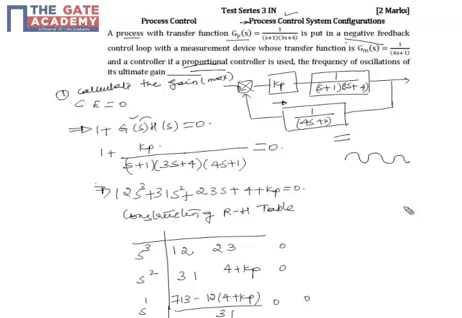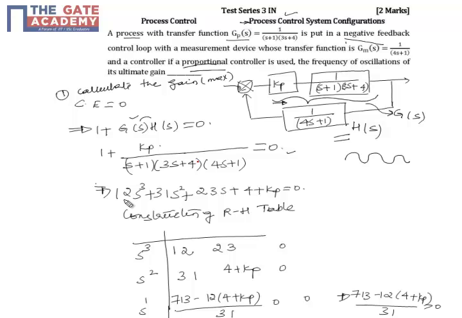So here I can draw it. This is my H of s, and this overall is my G of s. I am multiplying the product, which comes out as 1 plus Kp by (s plus 1)(3s plus 4)(4s plus 1). When I multiply it out and take it to the left-hand side, I get a cubic equation which is 12s cube plus 31s square plus 23s plus 4 plus Kp equal to 0.